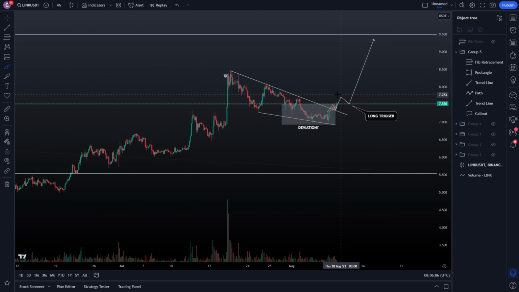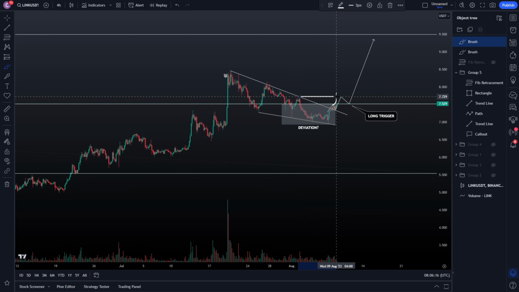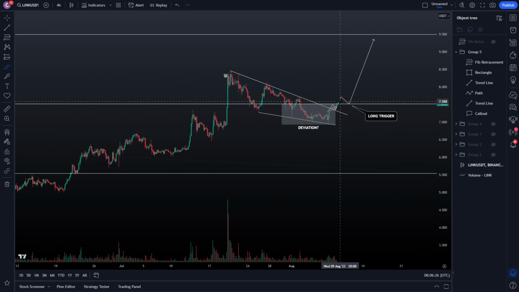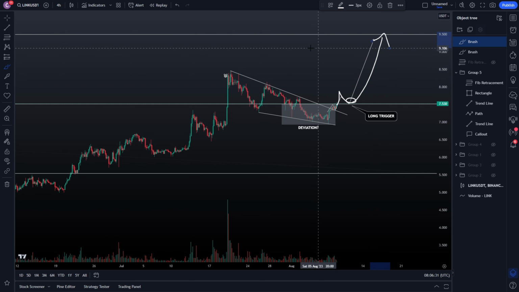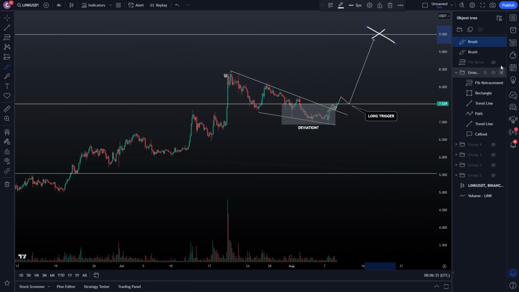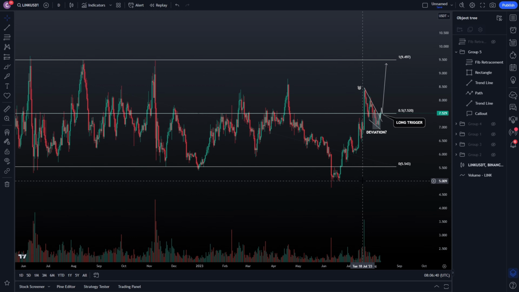Now, what is my long trigger? Currently, I'm already positioned in a spot position, but a long trigger could be to get a strong push above this mid-range, right? Maybe sweep the liquidity over here, get some kind of a correction, retest the mid-range over here, and we pump it to the upside. If this scenario is playing out, if we see this strong move above the mid-range and a retest around this mid-range, I am going to open a swing long next to my spot position as well. Target will be $9.50.